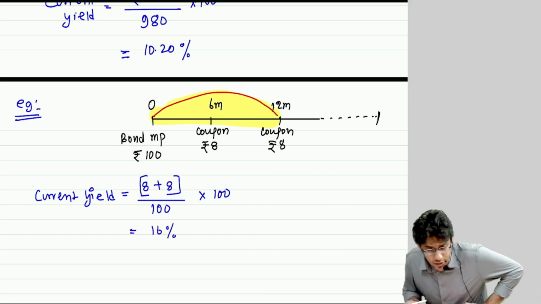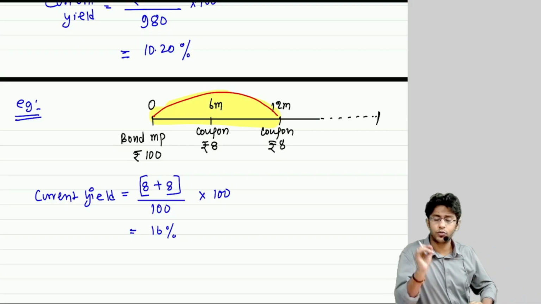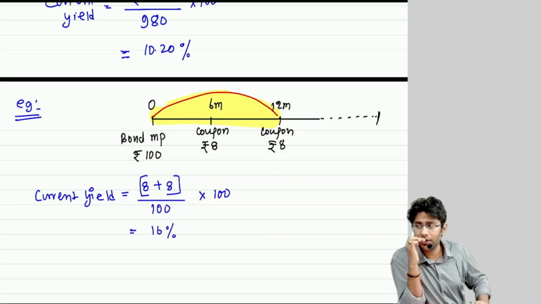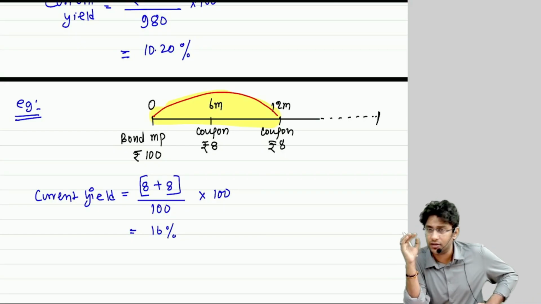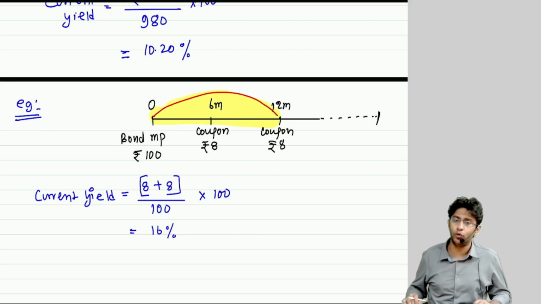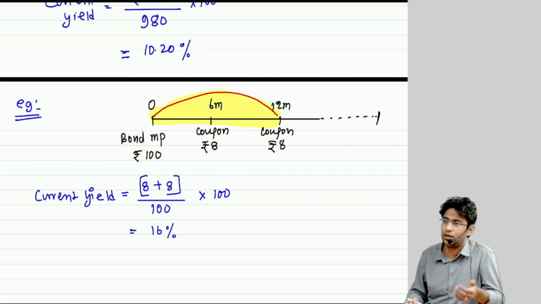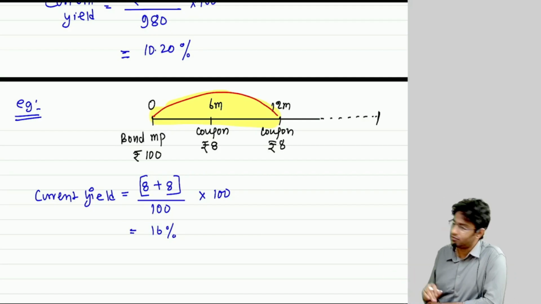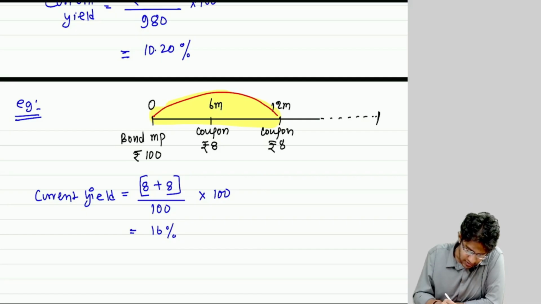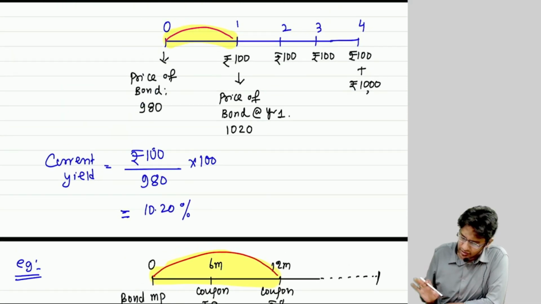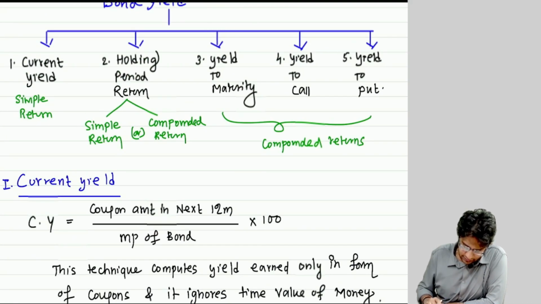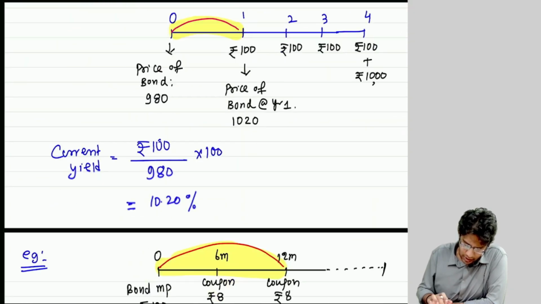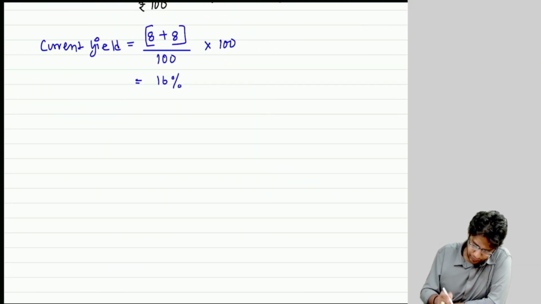Sir, what each technique is trying to tell you, you should have clarity. The current yield technique considers return earned only in the form of coupons for the next 1 year only. So answer is how much? 16%. That's all. This is the current yield story. On these, questions are there, we will do a cheap question. This I will not make you do immediately and insult you. We will go to the next concept.